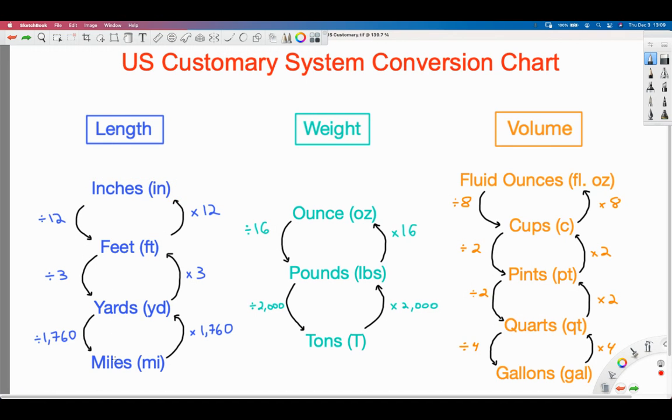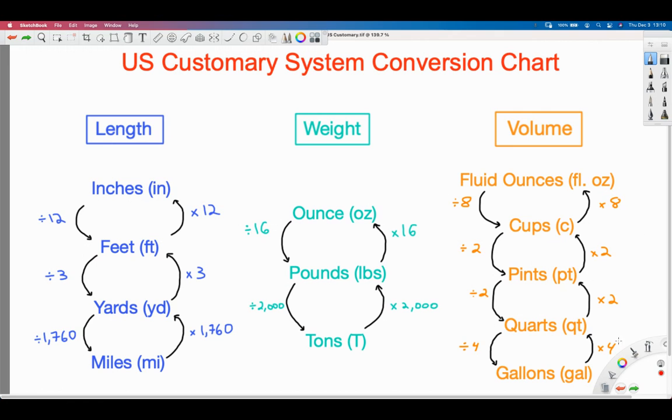If the unit is getting smaller in size, that means there's going to be more of the unit that we're converting into. So from miles to yards, it might be the same value, but it's going to look like there are a ton more yards than there are miles if we were to convert it. That happens because we multiply. So to go from a larger to a smaller unit, miles to yards, we multiply by the same value, 1,760. To go from yards to feet, we multiply by 3. And to go from feet to inches, we multiply by 12.